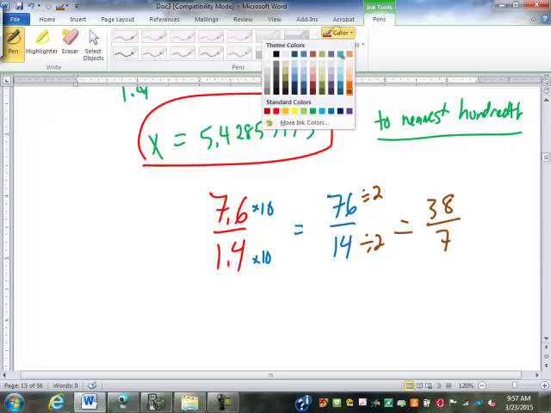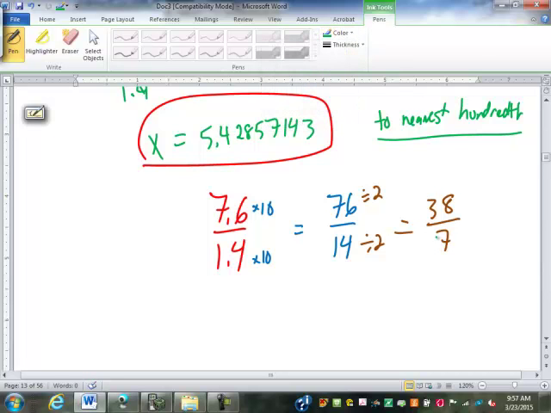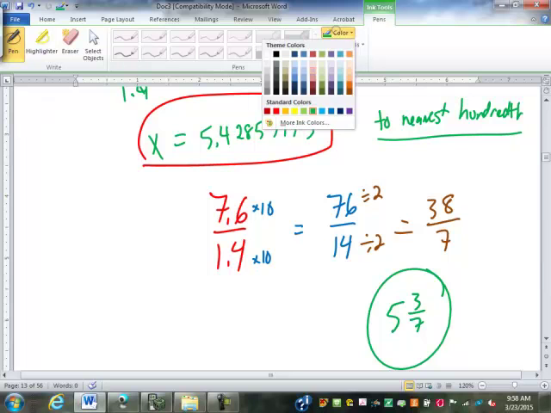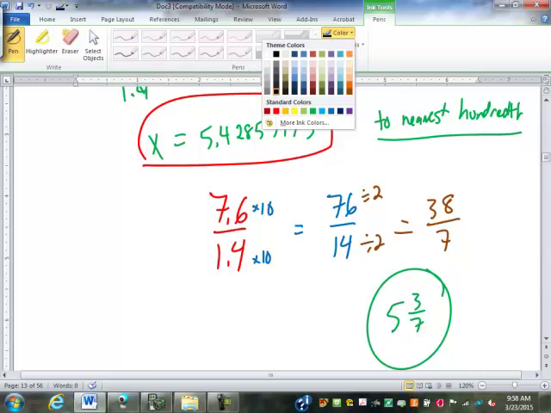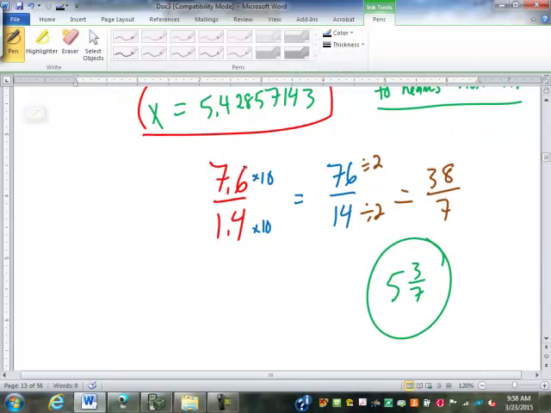Then 38 sevenths I can reduce into a mixed number. 7 goes into 38 how many times? 5 with 3 left over. So 5 and 3 sevenths. It does now take mixed numbers. For a long time though it wanted it as improper fractions, and in the last couple of assignments it will accept mixed numbers now. I know it's weird. Read the directions.